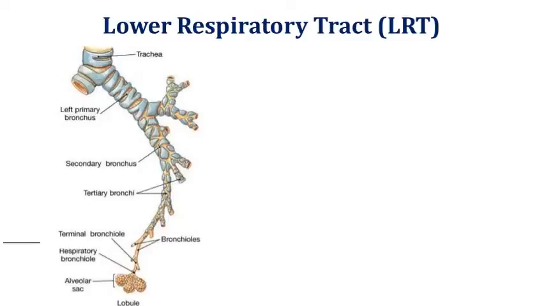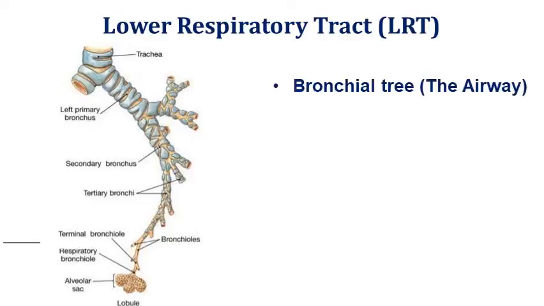Let's focus on the lower respiratory tract. In the lower respiratory tract, the trachea divides further into the primary bronchus, which enters the respective lungs. Then the primary bronchus is further divided into secondary bronchus, tertiary bronchus, and it further divides into the respiratory bronchus, which enters into the alveolar sac. It is also known as the bronchial tree or the airway.